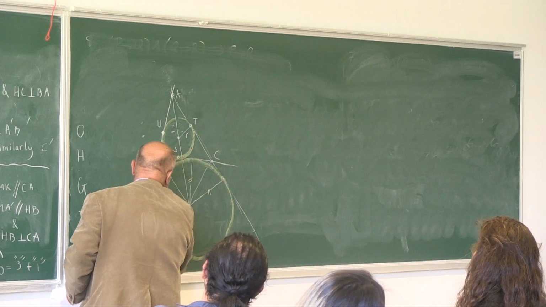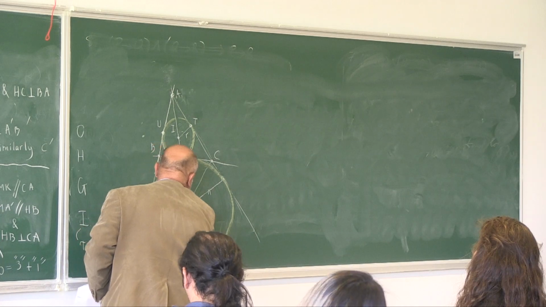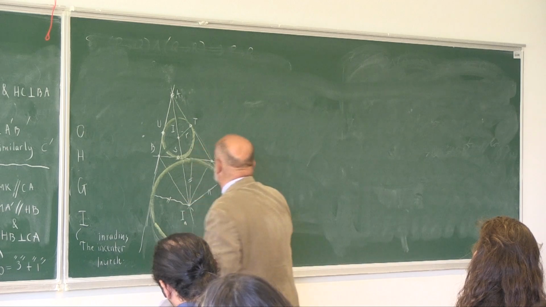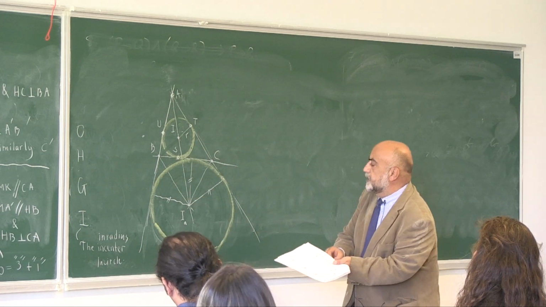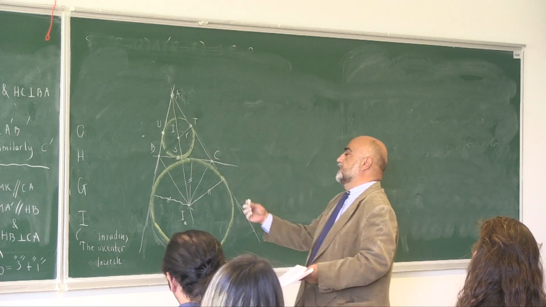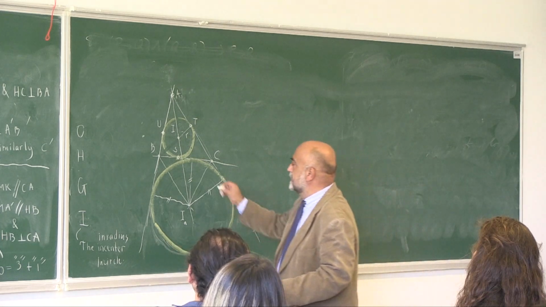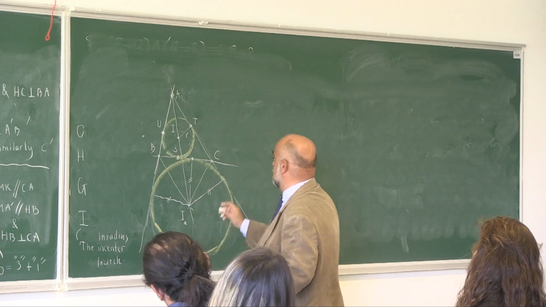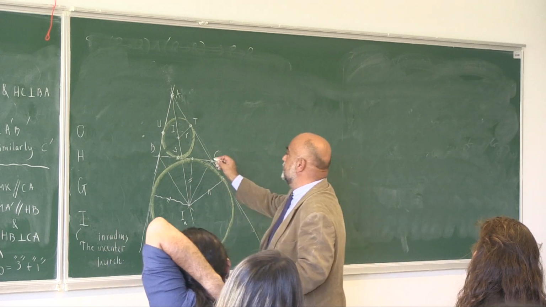This is the best I can do. It's very difficult to draw on the blackboard. It would look a little bit better in your notebooks. So this circle touches three sides, but from outside. Let me give names to the points of tangency.